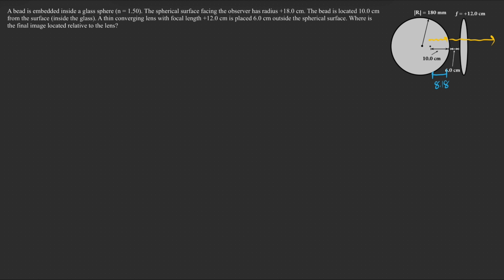Now, as we said earlier, our light ray is now in the air traveling through the lens. So now we just treat this like a thin lens. If you recall, our thin lens equation is 1 over f is equal to 1 over dO plus 1 over dI. Okay. Now, what is f? f is given as positive 12 because it's a converging lens. So we get 1 over 12 is equal to 1 over dO.